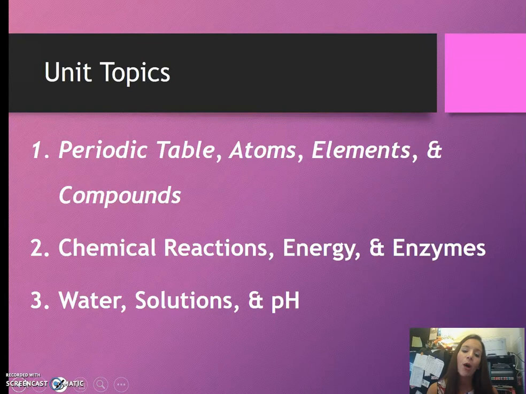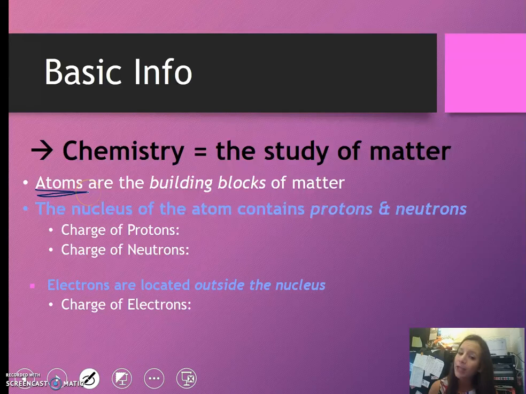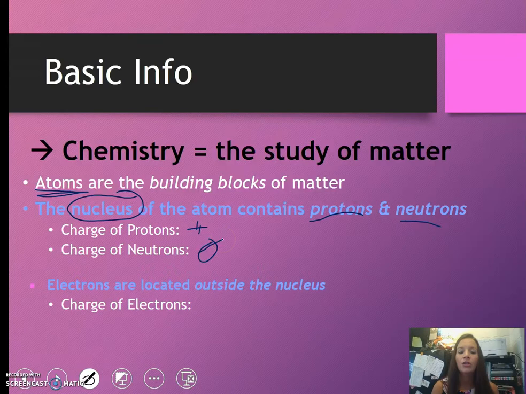So some basic information for you. Chemistry is the study of matter. So you need to understand that atoms are the building blocks of matter. The atom is important because that's where we get protons, neutrons, and electrons from. The nucleus of the atom has protons and neutrons. Remember, protons have a positive charge and neutrons have a neutral charge. And then electrons are located outside of the nucleus and they are negatively charged.